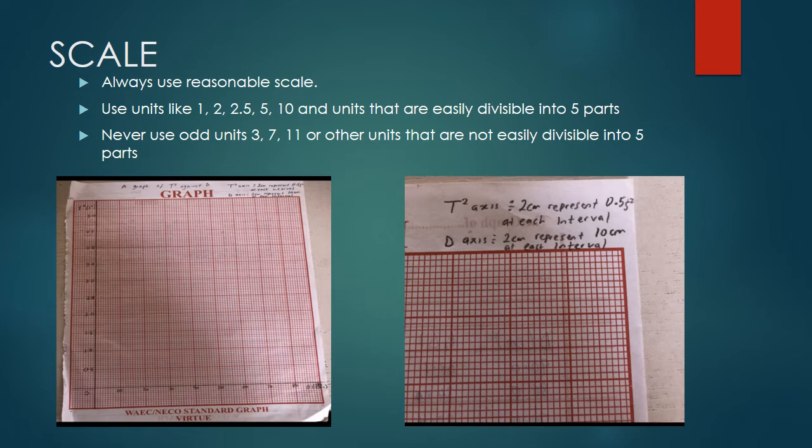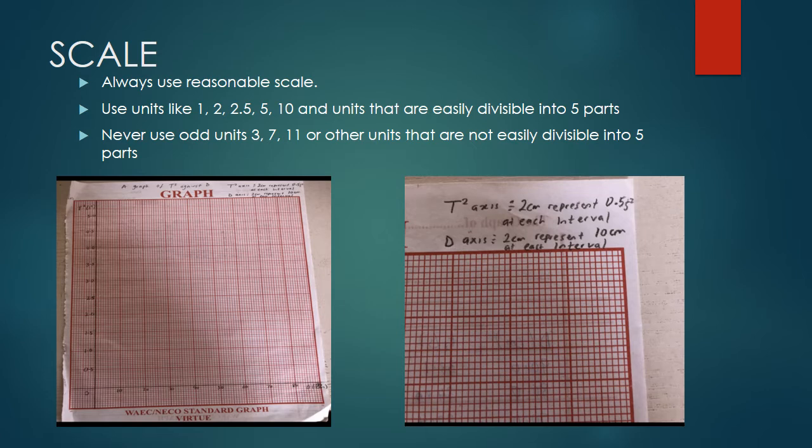And always use units like 1, 2, 2.5, 5 and 10, and other units that are easily divisible into 5 parts. And don't use odd units for your scale, like 3 or 7. They are actually dangerous and not recommended at all. Always use units that you can easily deal with. So please, please don't forget, your scale is very important.